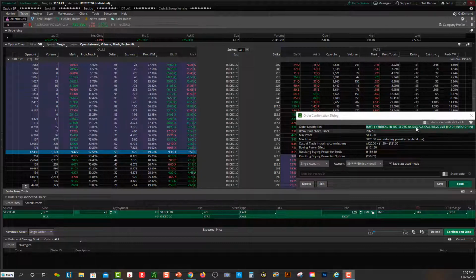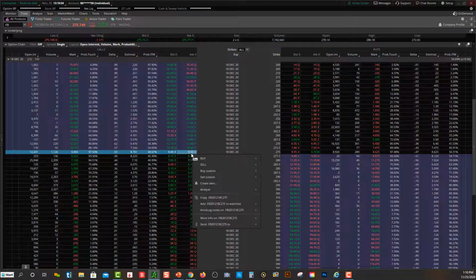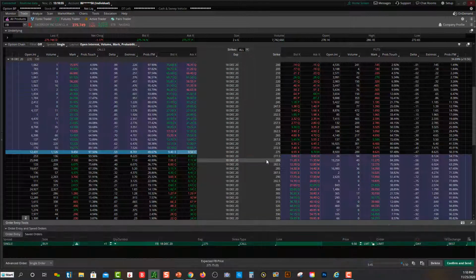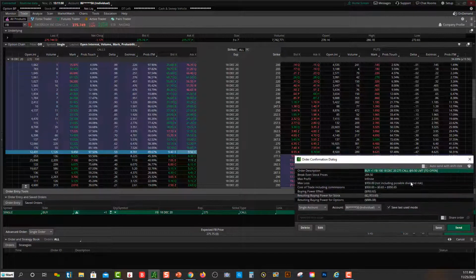So if you compare this to just trading a naked option, if I X out of this and delete this order, and I just bought this naked option right here by itself, it would cost me $950. So my max loss is $950. My max profit is infinite. So yes, you can make, let's say, infinite profits, but also the losses are a lot higher.